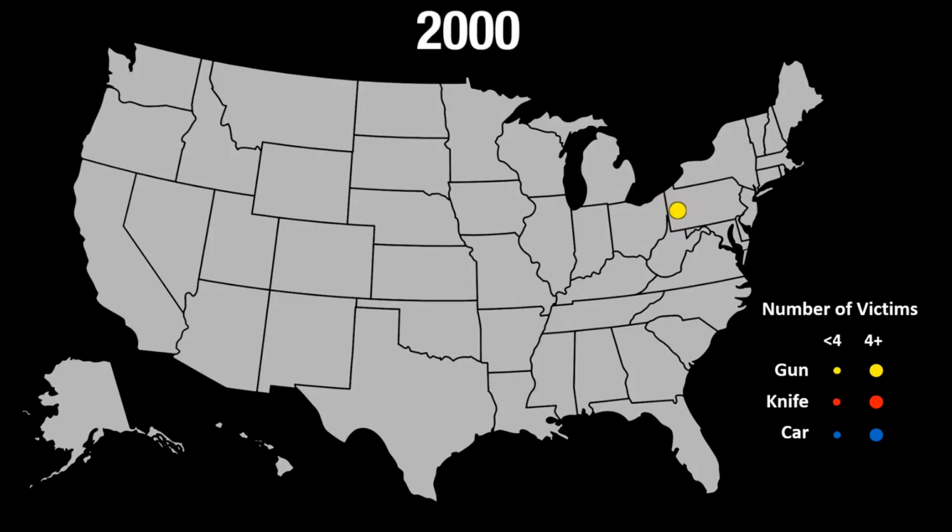This map indicates a study conducted by Texas State University analyzing over 450 active attacks involving multiple victims. The yellow shows the location of gun attacks, red indicates a knife attack, and blue shows the location of car attacks.